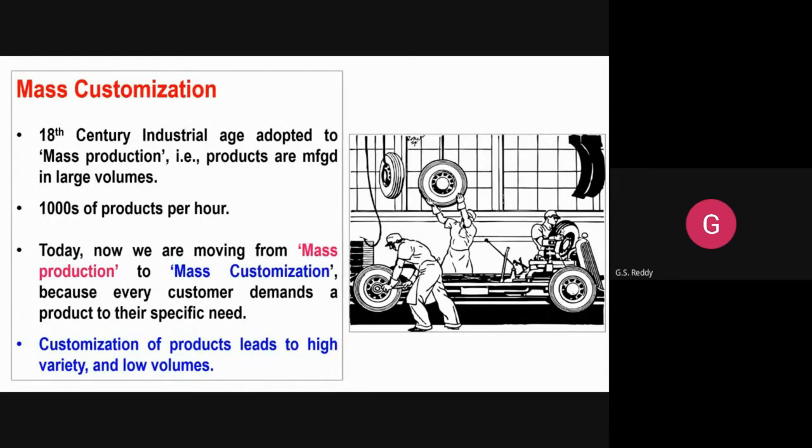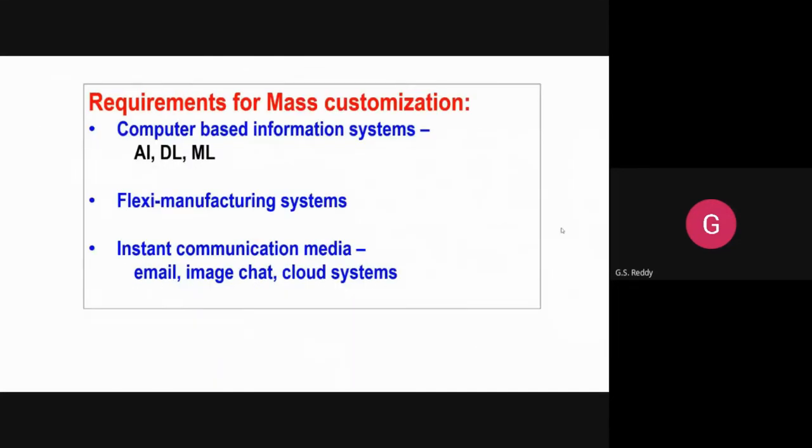So from the 18th century, the industrial age adapted to mass production, where products are manufactured in large volumes, thousands of products produced. But today we are moving from mass production to mass customization, because every customer demands a product for their specific needs. So customization of products leads to high variety but very low volume production. For mass production and customization, computer-based information systems like AI, deep learning and machine learning are required. We also require flexible manufacturing systems and instant communication media like email, image, chat, and cloud systems. All these things are currently available. Therefore mass customization is picking up.